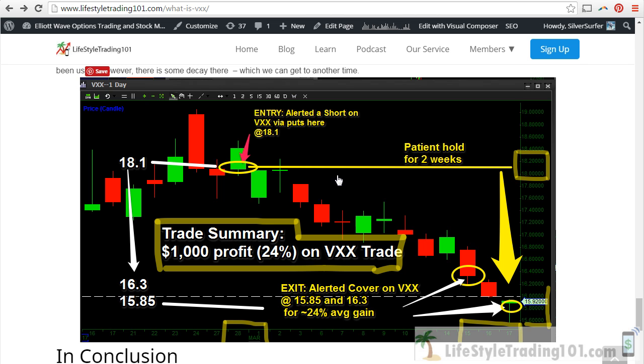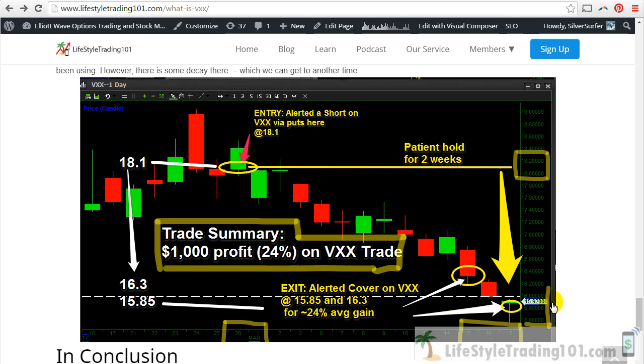So if we put $4,400 and we put that on margin, that makes $8,800 because you double it. If you took that $8,800 and you shorted it at 18.1, and then you covered at, let's say best case, 15.85, that is like a 12.5% drop. But since you margined on it, you effectively doubled that return. So that 12.5 is actually a 25% return. So that's basically the same as what we got on the put. The put trade, we got 24%.